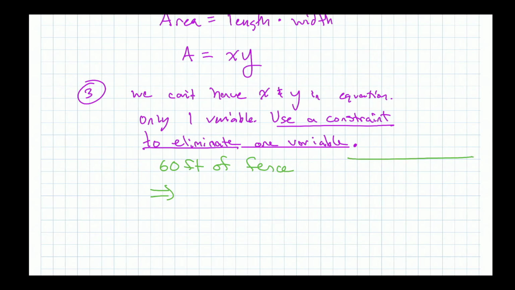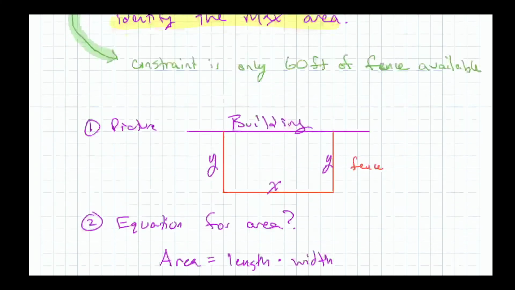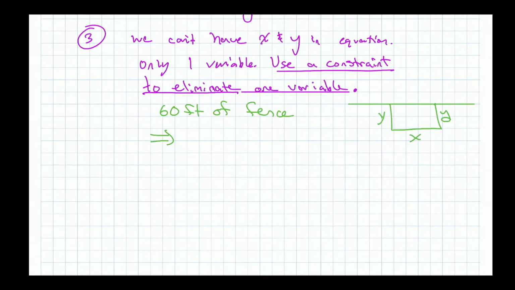Your picture is like this, and you have Y, Y, X, right? Is that how I did it? Y, Y, X? Yeah. And that's the fence, right? This is not the fence, right? Only the green is the fence.